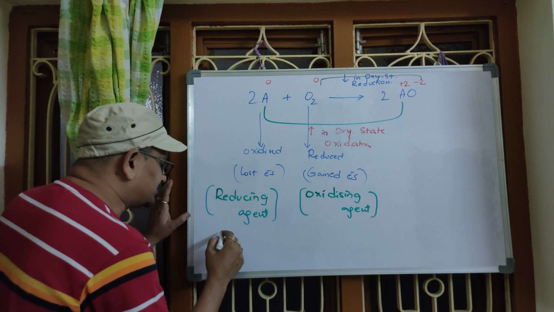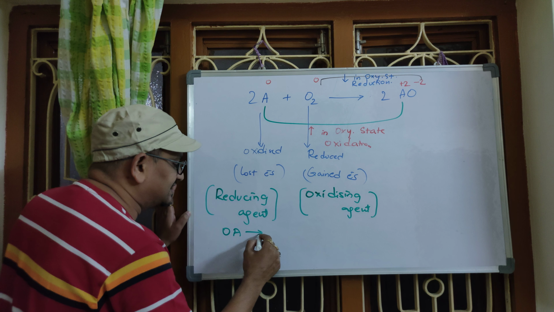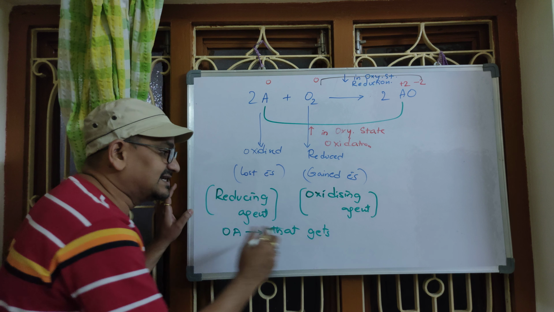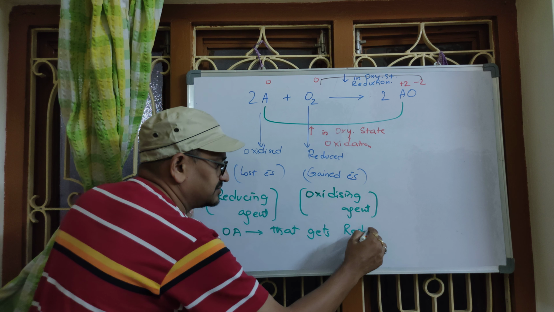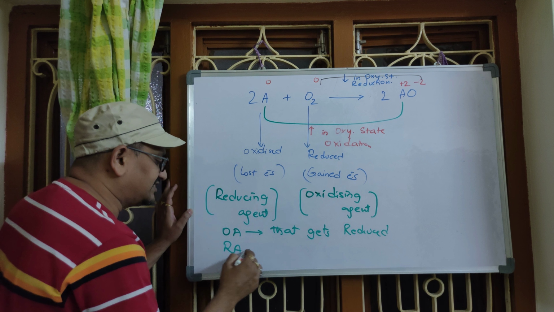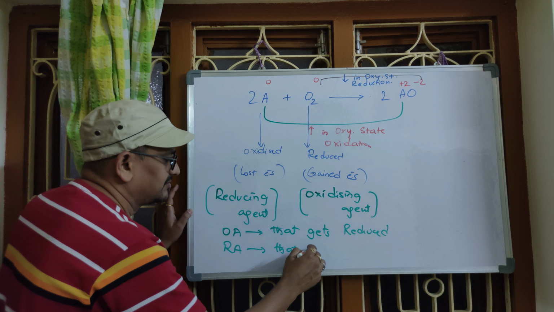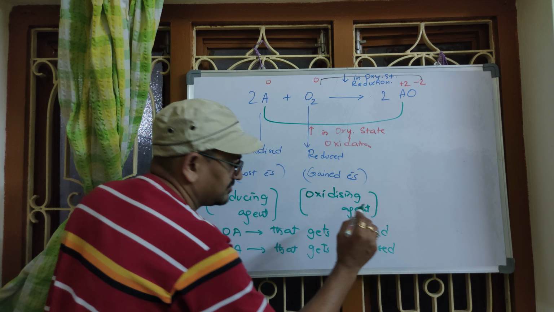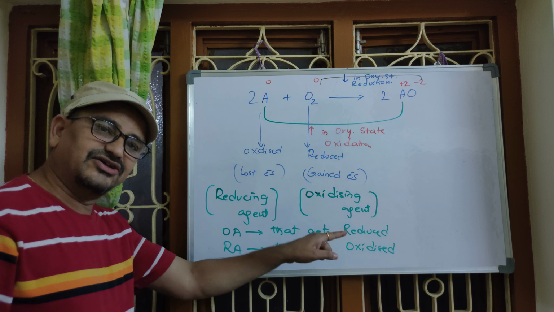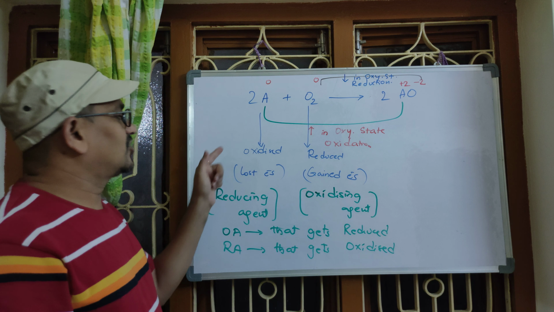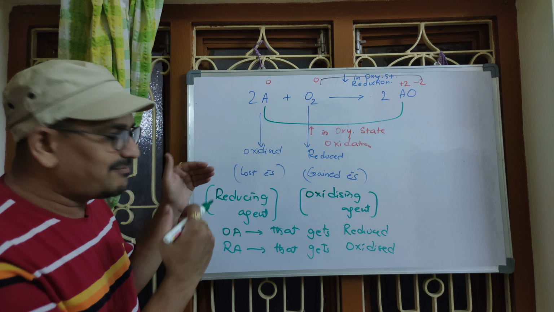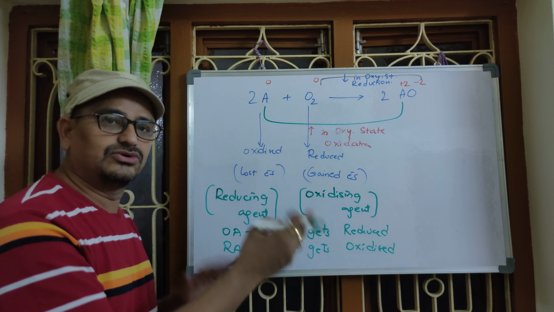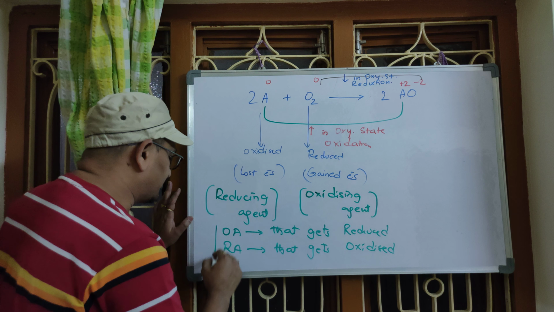So once again, what is meant by oxidizing agent? The oxidizing agent is the one that gets reduced. And the reducing agent is the one that gets oxidized. Right? This mapping of the terms, oxidizing agent to reduction and reducing agent to oxidation, must be properly done.